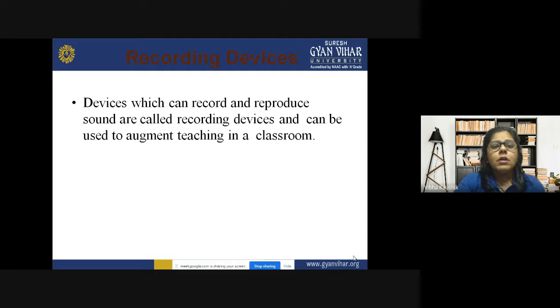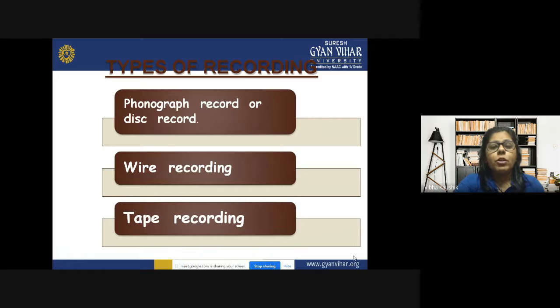Recording. Devices which can record and reproduce sound information are also called recording devices, and can be used to augment teaching in a classroom, and these recordings can be used by the students to augment teaching in a particular classroom. Types of recording: phonograph record or disc record, wire recording, or tape recording.